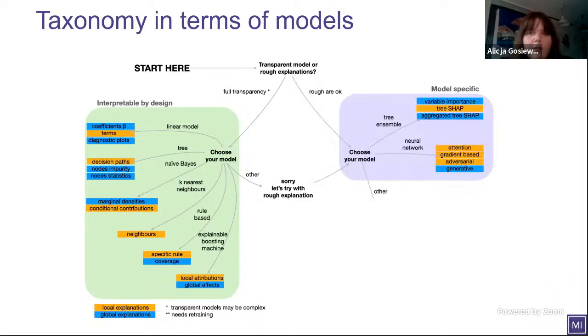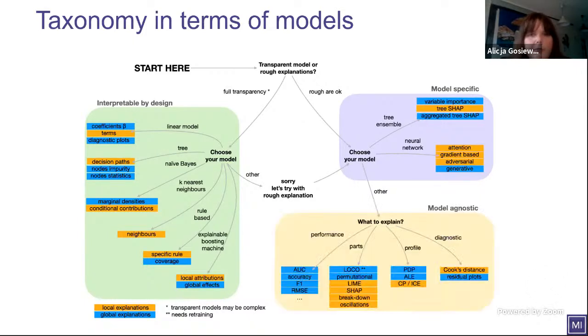Another group, the second one, are model-specific explanations. These are methods that allow us to extract knowledge from specific classes of models. So for example, in neural networks, we can look at the gradients and see which variables were the most important for the prediction. And the third one, the most exciting one, is the group of model agnostic explanations.